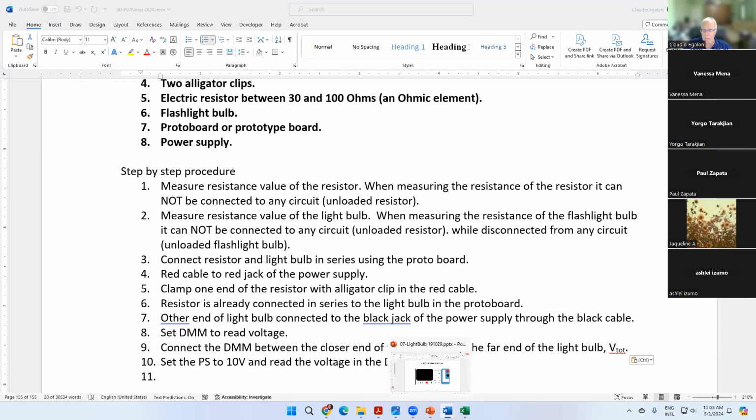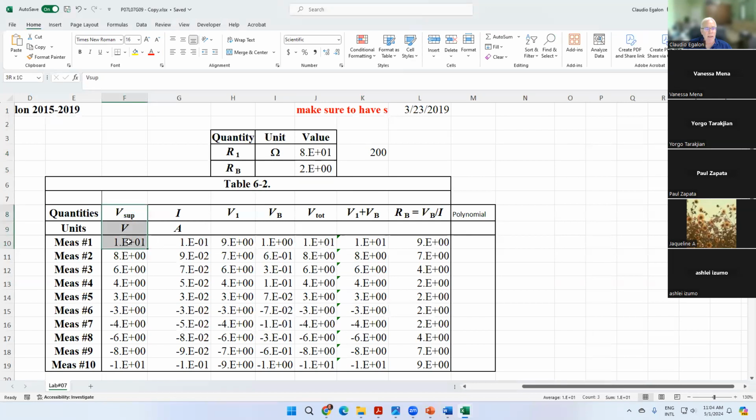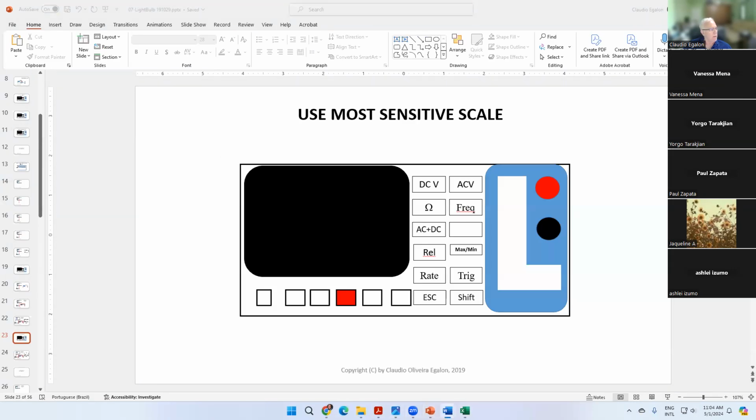Read the voltage in the DMM. Here you go. Voltage in the power supply, 10 volts. Read the total voltage. Right now we are measuring the total voltage. And then what do we do next? Decrease to 8, 6, 4, 3, right? A little bit less than 3. Read the total voltage. It's going to be very similar to what we had before, what this power supply is indicating.